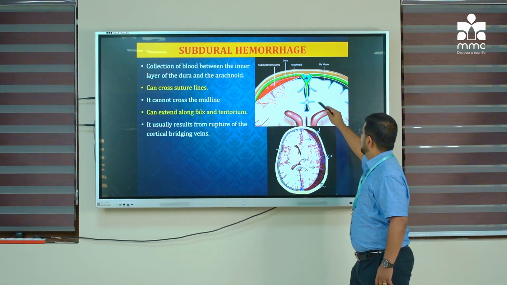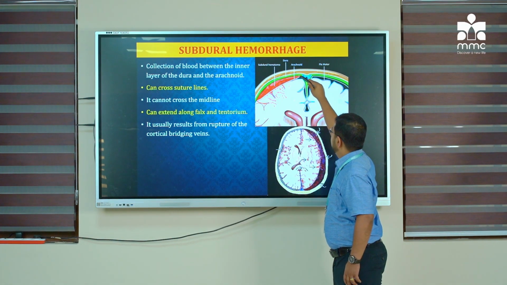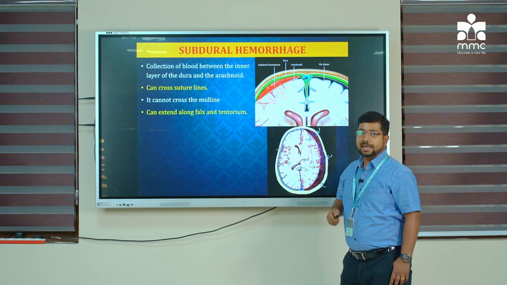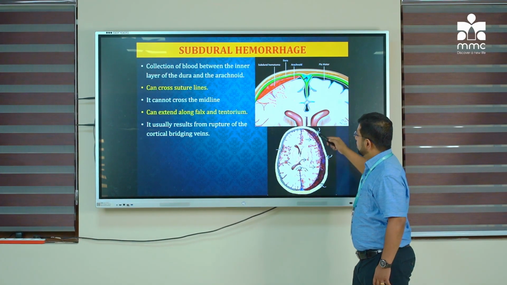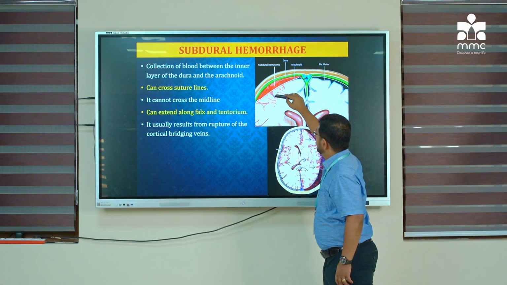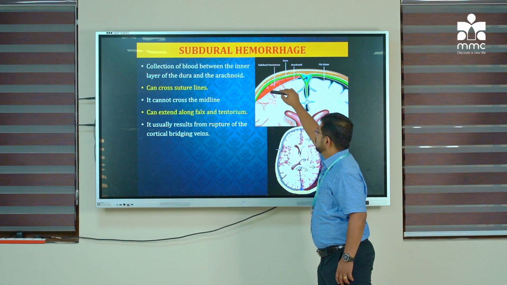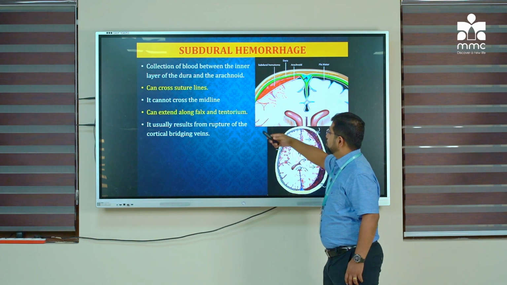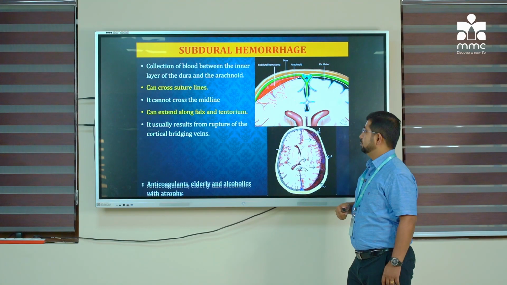So you can see this membrane is continuous. There's nothing which is stopping it. So this hemorrhage can enter adjacent to the falx. The same thing with the tentorium cerebelli. There will be some bridging veins; you can see some blue colored veins here. These veins cross the potential space between the dura and the arachnoid. Usually when these get ruptured, this is the reason for subdural hemorrhage.